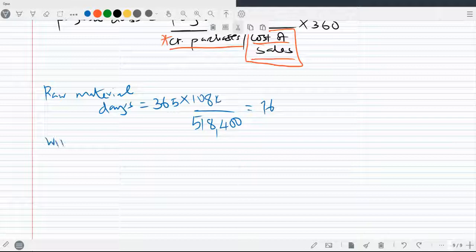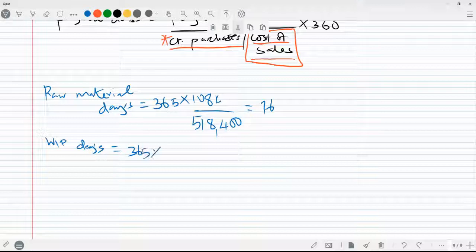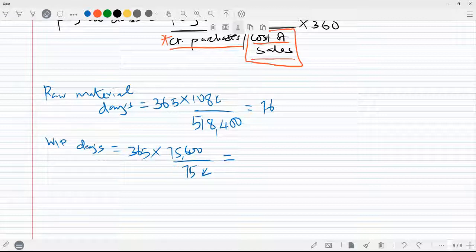We get the days for work in progress, or the production days, that is 365. We multiply by the work in progress investment, which is equal to 25,600. We divide by the cost of production, which in this case is 625,000. How many days therefore? I think it's 675. 625, not 675, sorry. 625. Yes, thank you. You get 41 days.